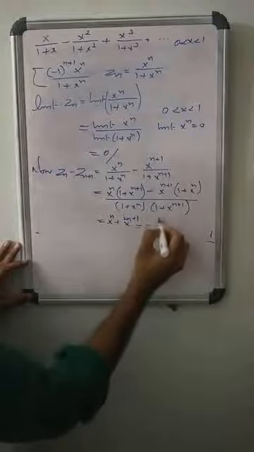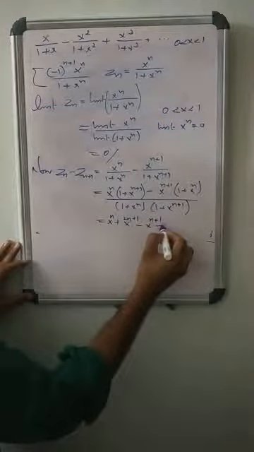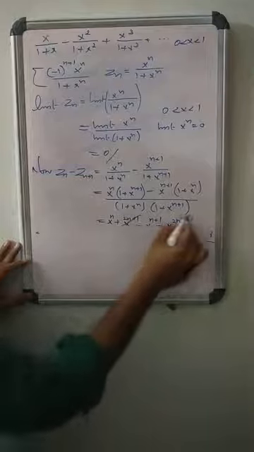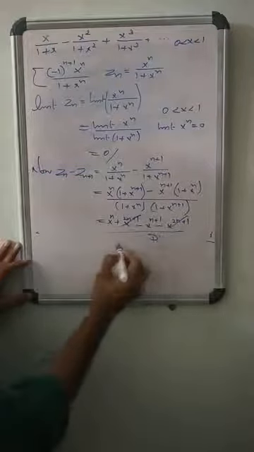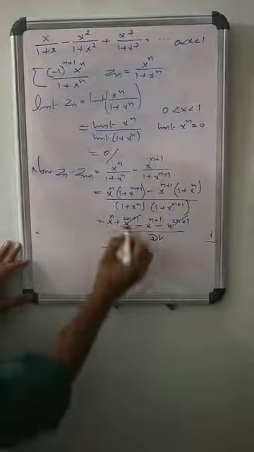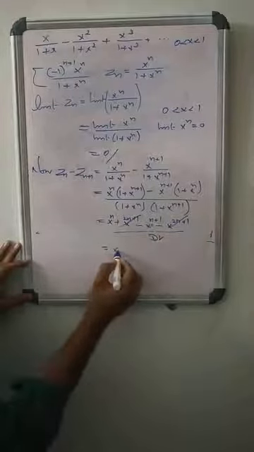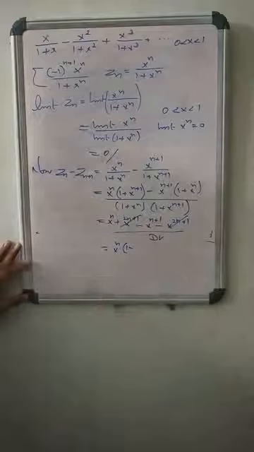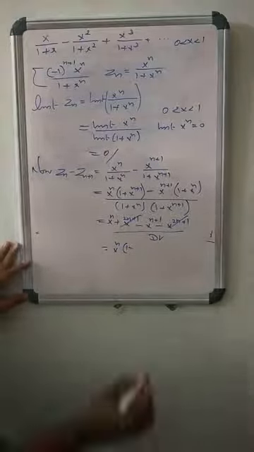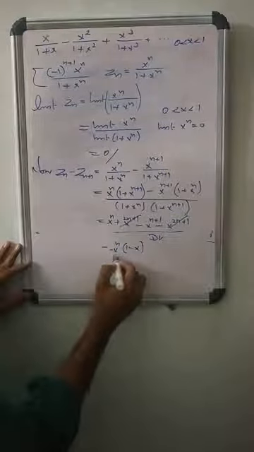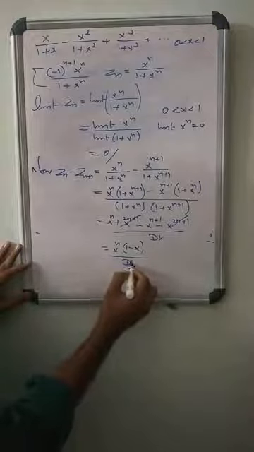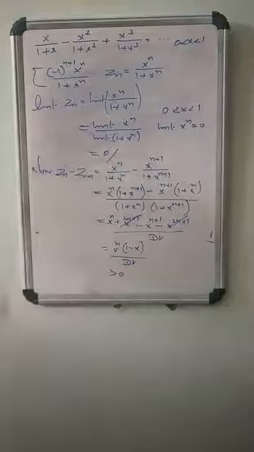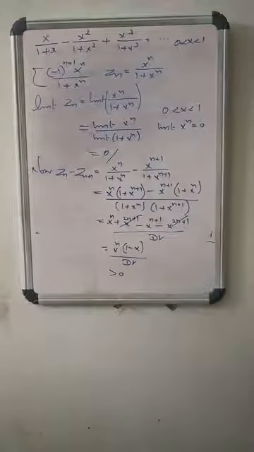Minus x^(n+1) into 1, minus x^(n+1), and minus x^(2n+1). So plus x^(2n+1) and minus x^(2n+1) cancel each other, and that equals x^n minus x^(n+1), so it is x^n into (1-x), divided by the same denominator. So it should be positive.